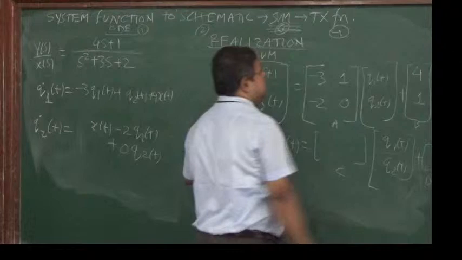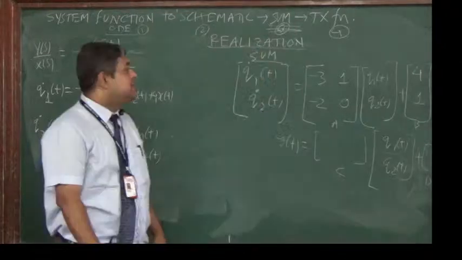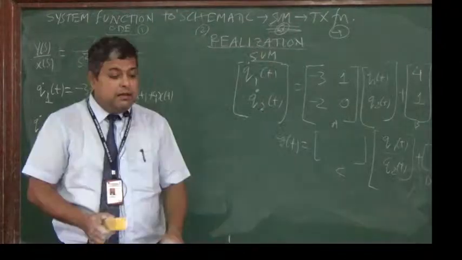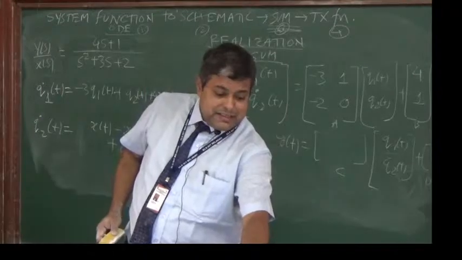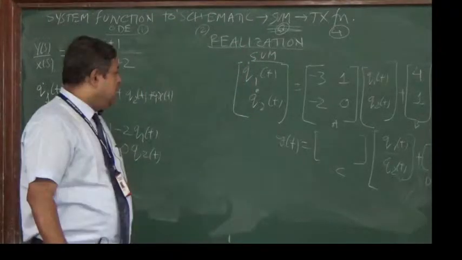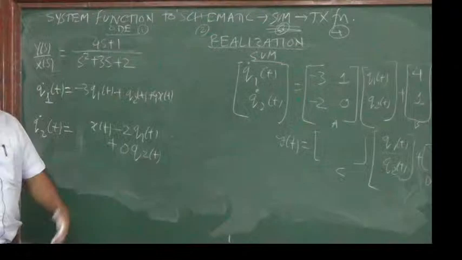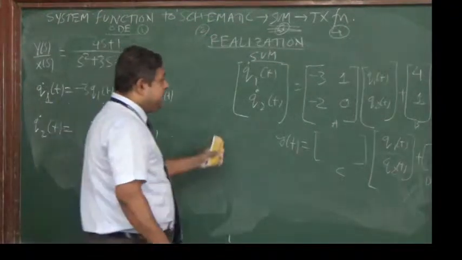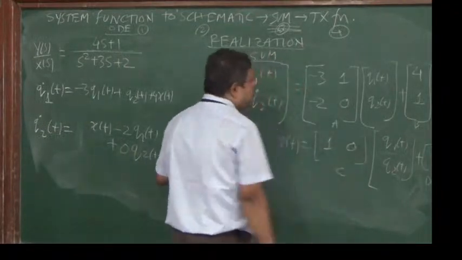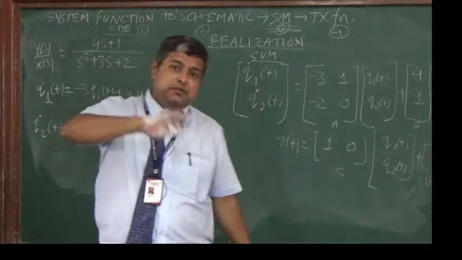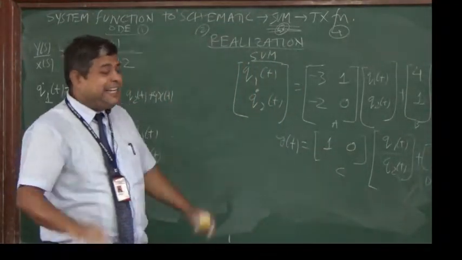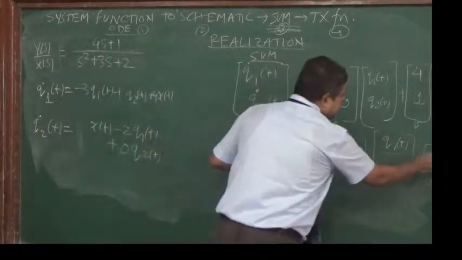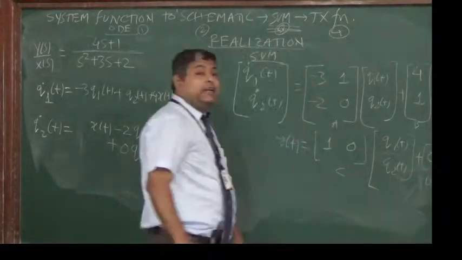So what is the A matrix? A matrix is minus 3, 1, minus 2, 0. And what is the B matrix? B matrix is nothing but 4 and 1. How much is the C matrix? If you see your block schematic, q1(t) is equal to y(t). So y(t) is equal to q1(t), that means 1 and 0. And there is no direct transmission. Input and output are not directly connected. No direct transmission, that means this D matrix will be 0.